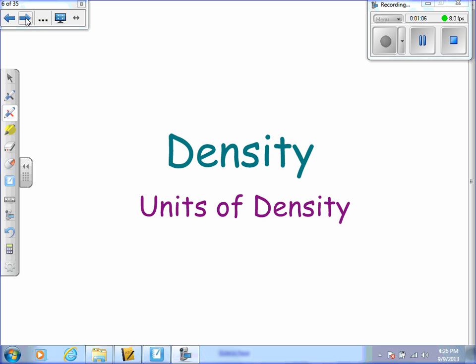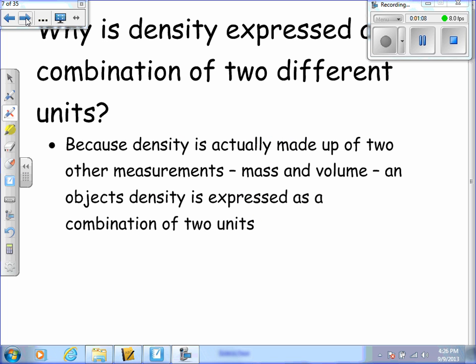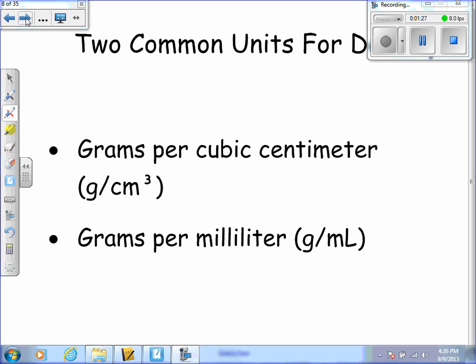So let's talk about units and how we measure density. It's 2 units actually. When you have a unit for density, you have 2 units, because you have 2 measurements: the mass and the volume. An object's density is expressed as a combination of 2 units.